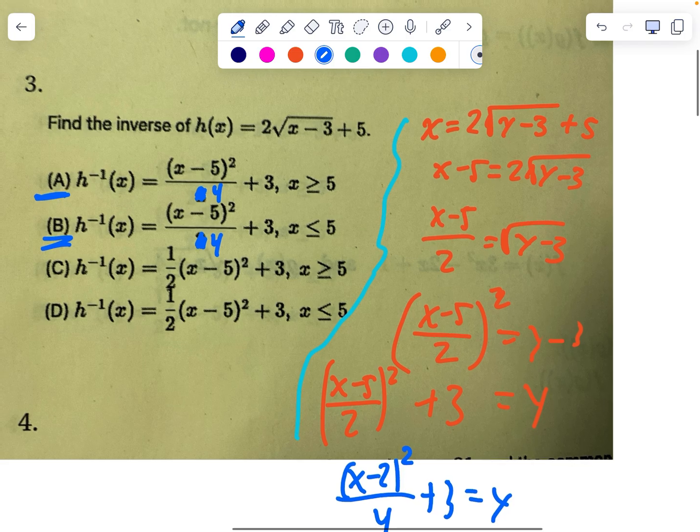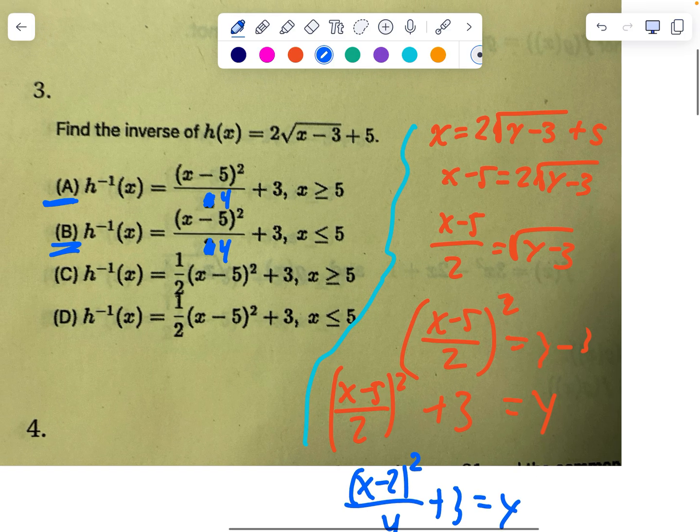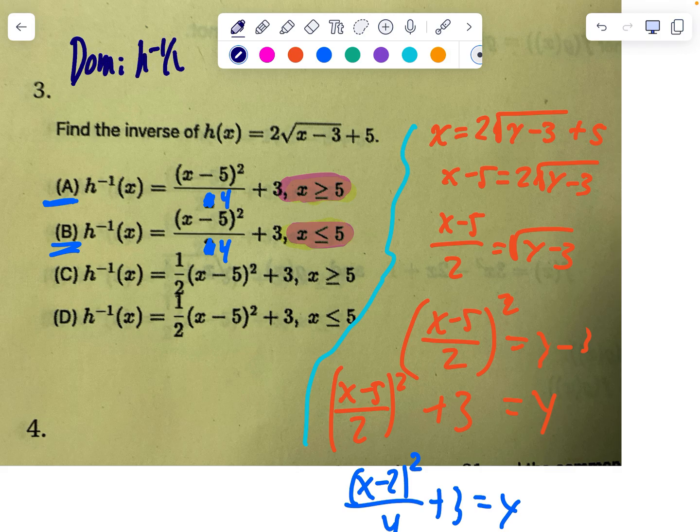The weird part about this is this. Pay attention right now. What is this? It is a domain restriction on the inverse. You with me? It is talking about the domain of the inverse. Write that down. So it's talking about the domain of the inverse.